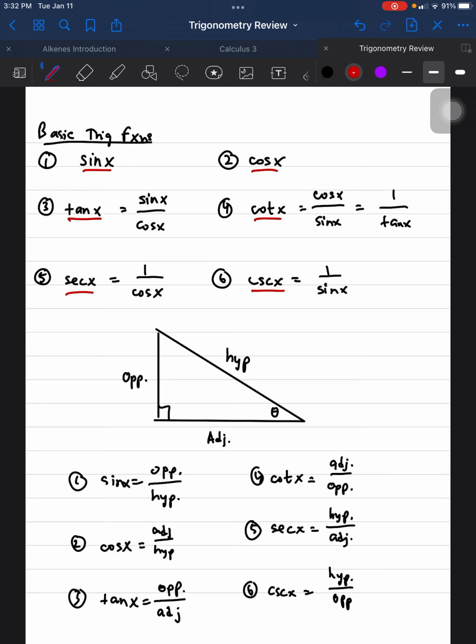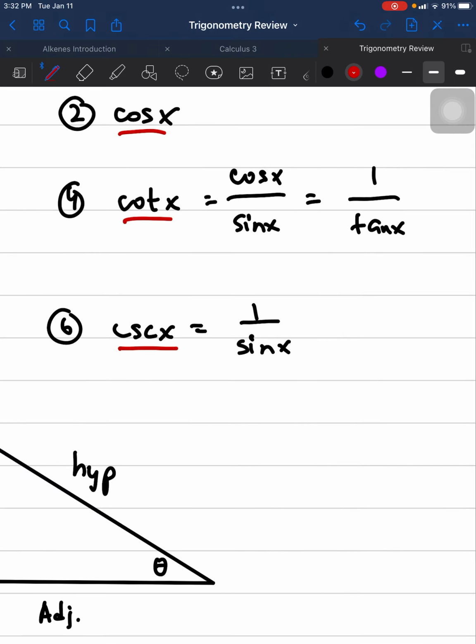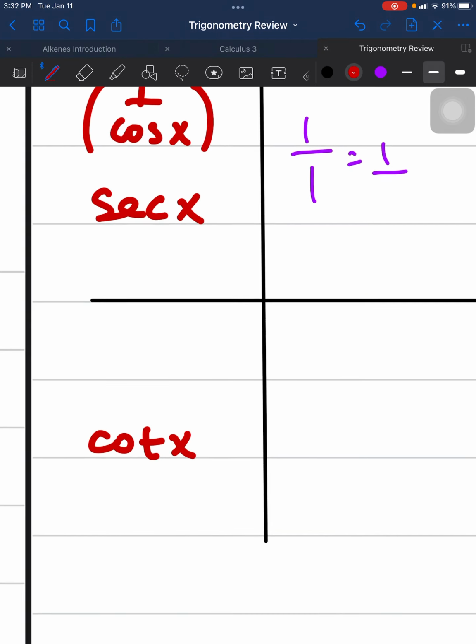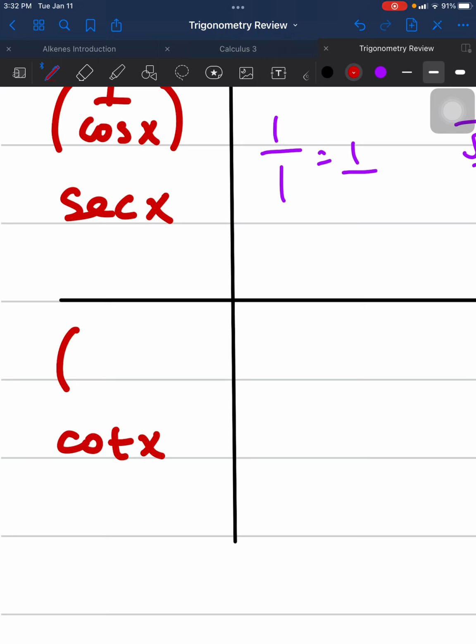So cotangent of x, if you look back at the 6 basic trig functions, cotangent of x is actually cosine of x over sine x, or it can be rewritten as 1 over tangent x. So what we're going to do is actually use this version right here, 1 over tangent x, to figure out the values for cotangent x. So let's actually do that.